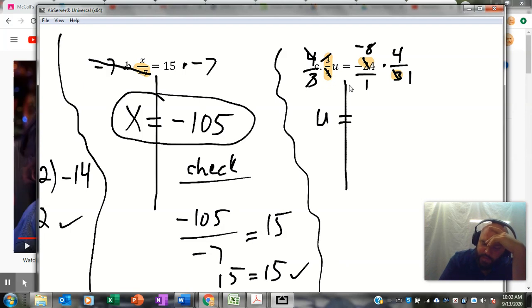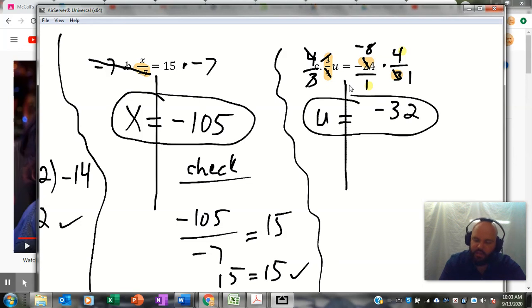So I reduced on the diagonal first. Now looking at the diagonal this way, 1 and 4, there's no number that will divide into both of those. So those ones are good. So now we can multiply straight across. -8 times 4 is -32. And on the bottom, we're left with 1 times 1, which is 1. So you don't need to write that. So our final answer is u equals -32.